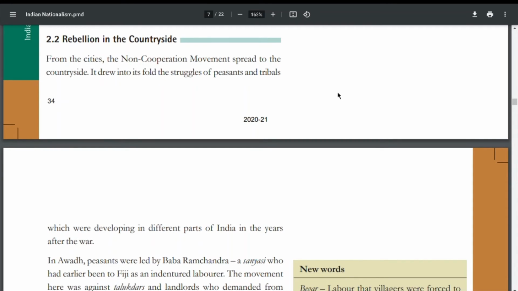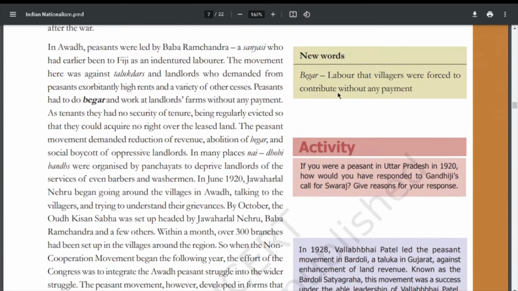2.2 Rebellion in the countryside. From the cities, the non-cooperation movement spread to the countryside. It drew into its fold the struggles of peasants and tribals, which were developing in different parts of India in the years after the war.